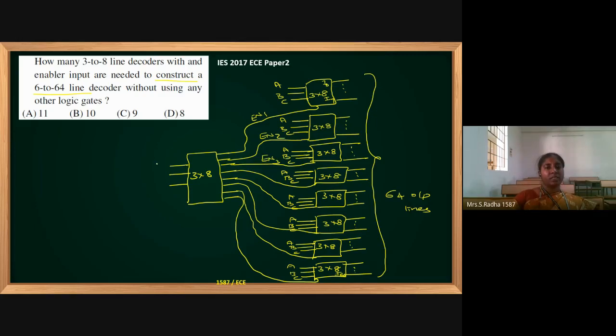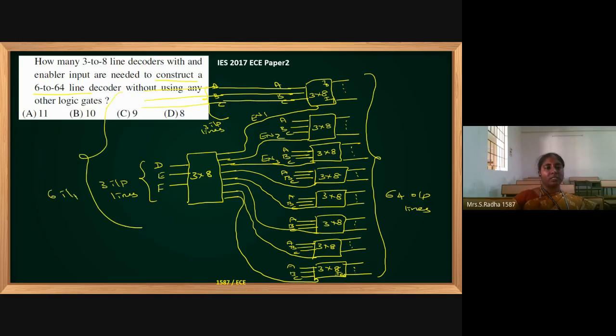These are the other 3 inputs. I am writing them as DEF. So finally, the 3 lines are joined for all the decoders. These 3 are input lines common for all the decoders, and these 3 are another 3 input lines. You can extend this ABC up to here. So totally this is 6 input lines.